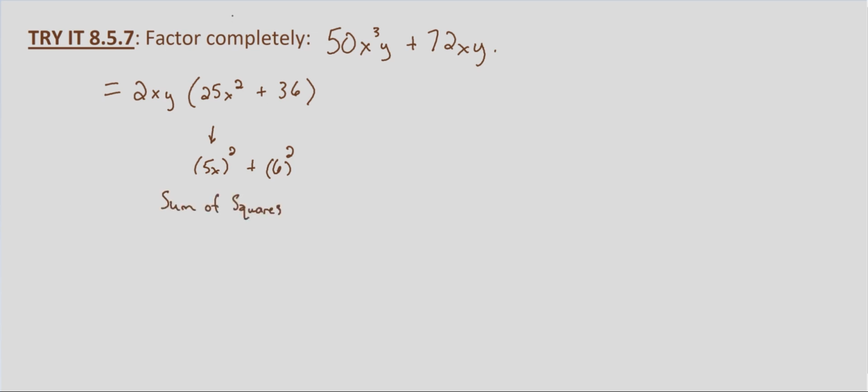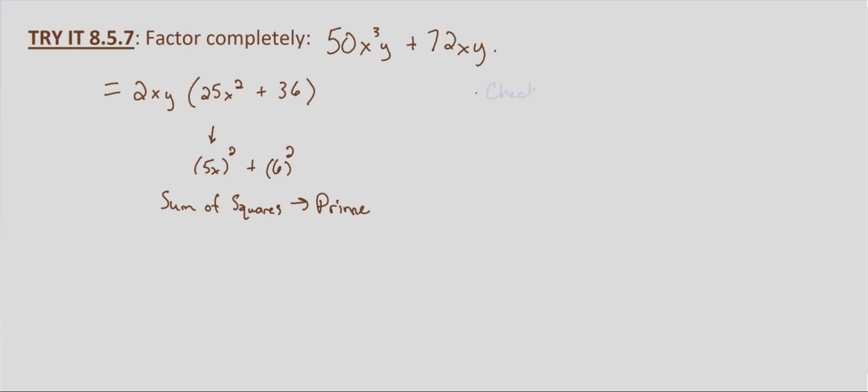So remember, if we're told to factor a sum of squares, we would use the complex number system. But if we aren't explicitly told to factor the sum of squares, then that is considered prime, and we're done. This is factored. And all we have to do to check is to multiply the 2xy back in, distribute it.